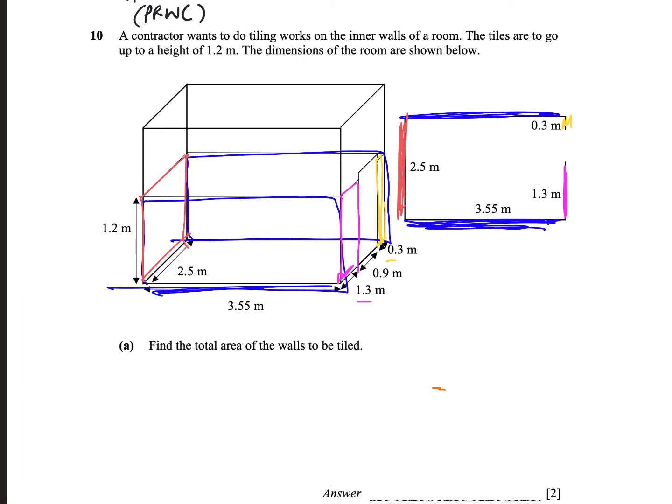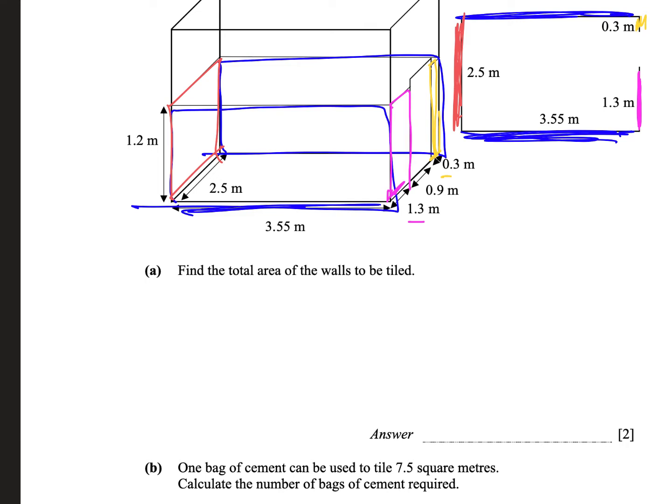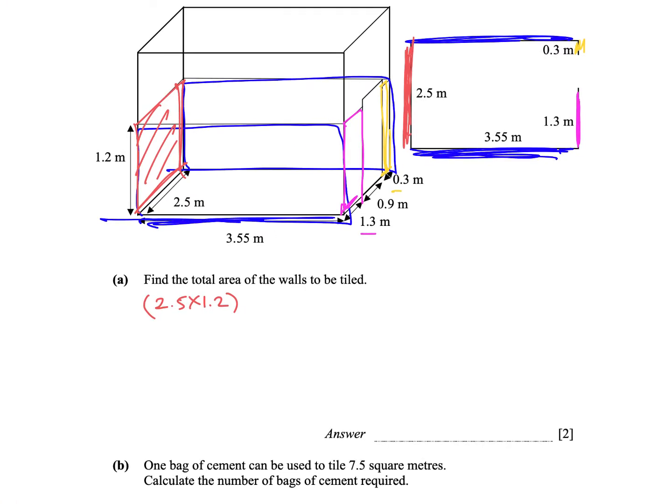Find the total area of the walls to be tiled. Let's break it down step by step. Let's look at the red one first. What's the area of the red part that I've color coded? This is basically 2.5 multiplied by 1.2. And then how about the blue one? The blue one is 3.55 multiplied by 1.2, but we have two sides of it. This is also 1.2 multiplied by 3.55, so let's just multiply that by 2.